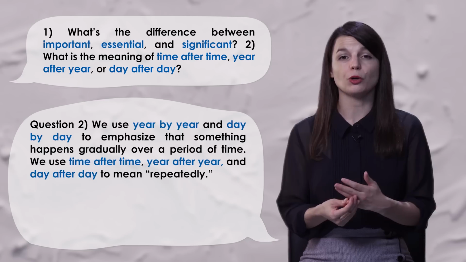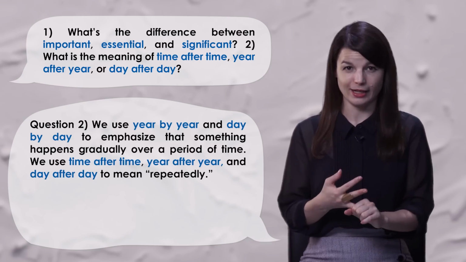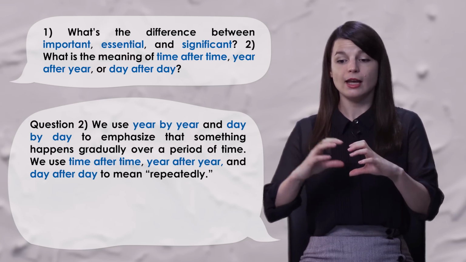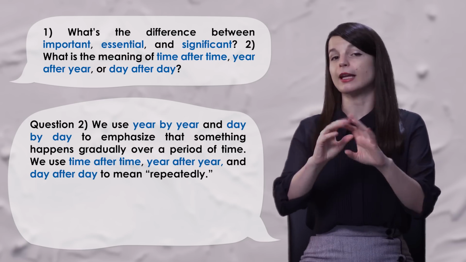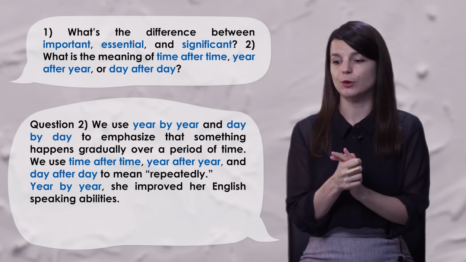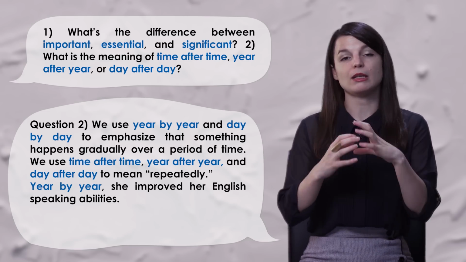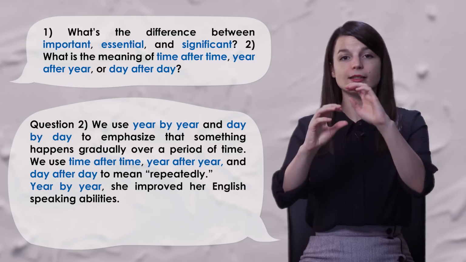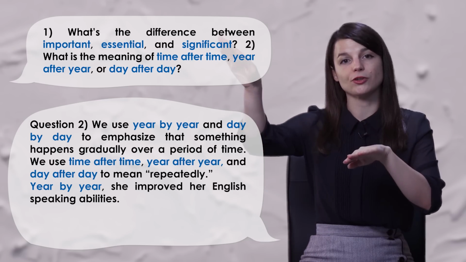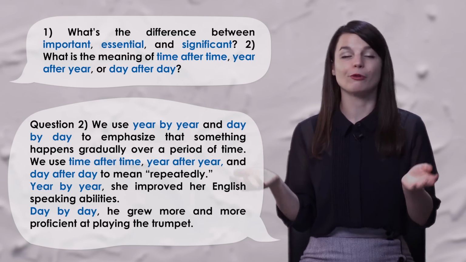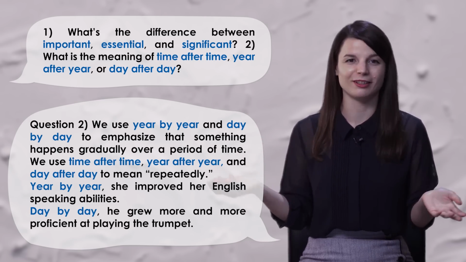Now let's go on to your question about year by year or day by day and those kinds of patterns. We just use these to emphasize that over time something happened. So like for example, year by year she improved her English speaking abilities. It means like as years passed, something occurred gradually. So day by day, he grew more and more proficient at playing the trumpet, for example.